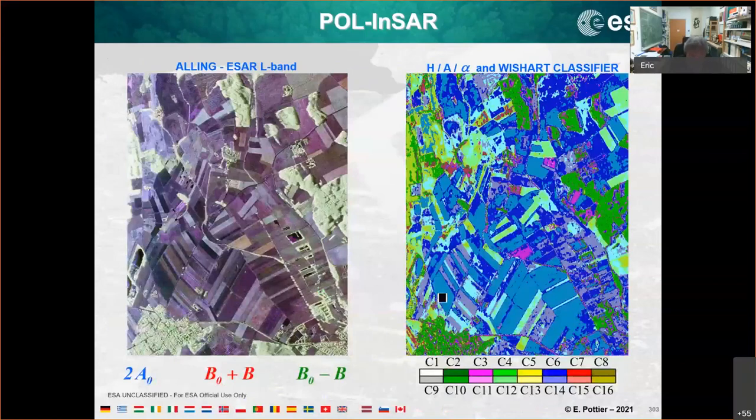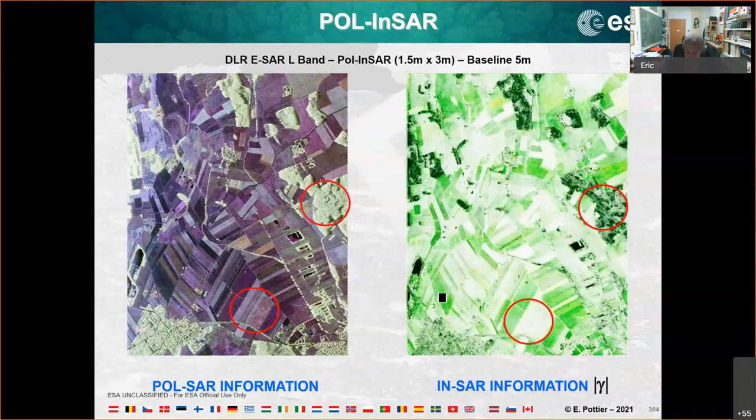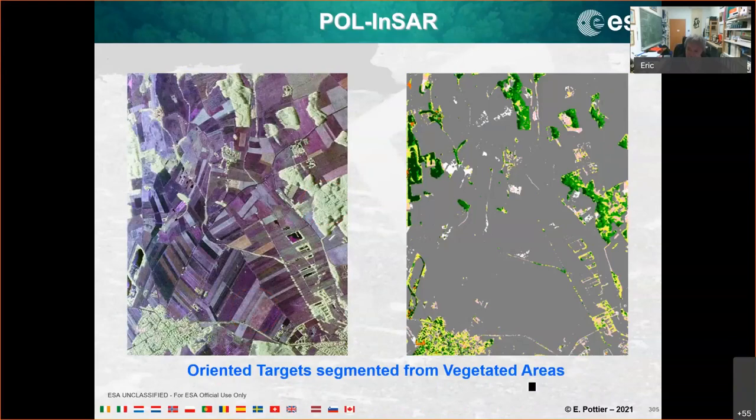And the second example also concerns this area. Using interferometry, you can see that with the coherence, I can improve the segmentation on the vegetation area, but on the open field, interferometry is not very sensitive. And if I go into the details, I can improve my segmentation for the oriented buildings, the oriented houses in the villages. Okay, so it was something very nice: combining interferometry and polarimetry for this classification procedure approach.